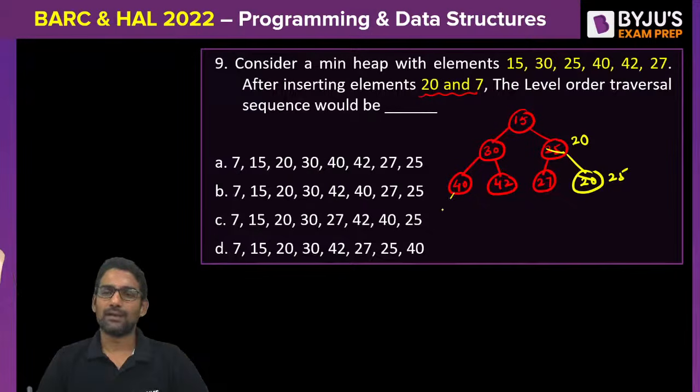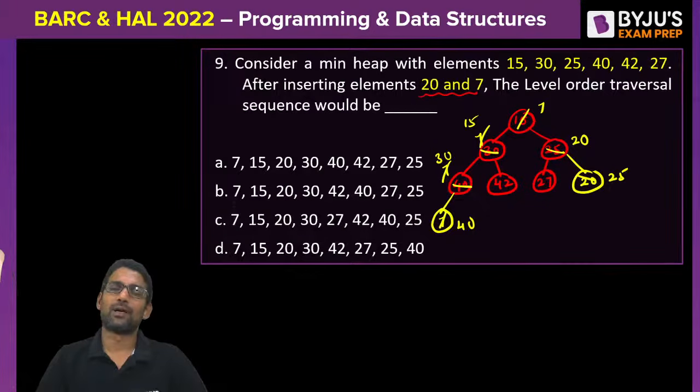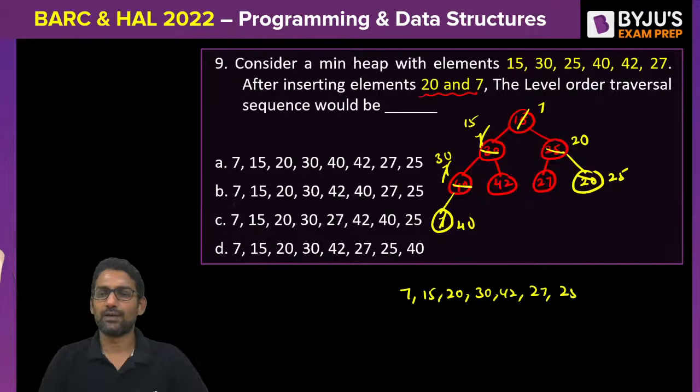Then 7, initially we insert as left child to 40 and we do swapping for satisfying the ordering property. So this is the obtained min heap. Now the level order traversal sequence would be 7, 15, 20, 30, 42, 27, 25 and 40. Option D again. Okay.